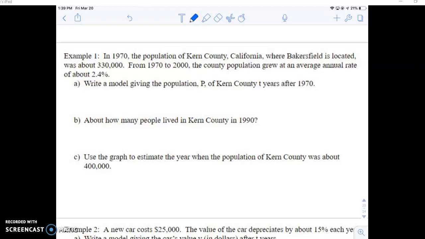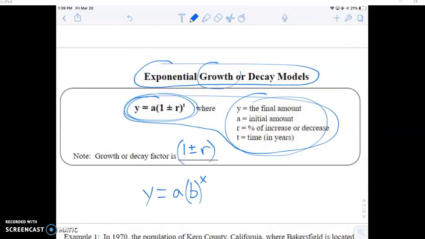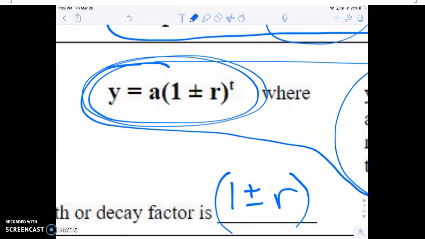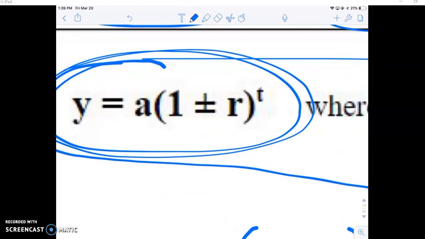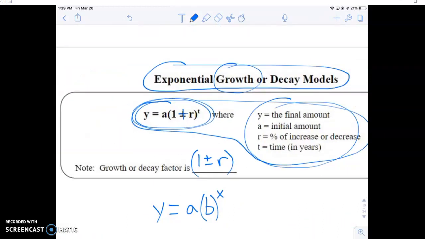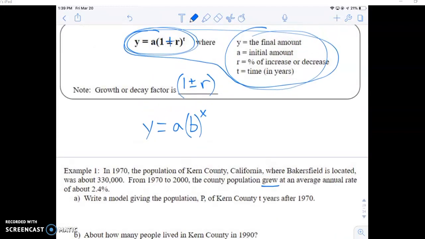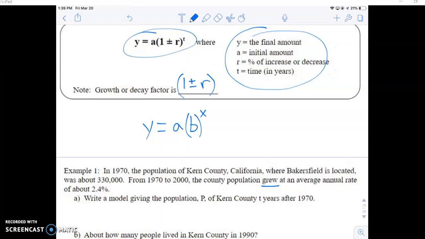The first thing that sticks out is this word grow, or grew. That tells us we're going to be dealing with an exponential growth model. All that tells us is that when it says plus or minus, we're just going to be using plus. So we're going to do plus r. All we have to do is take this equation here and replace all those variables with what it tells us in this problem.